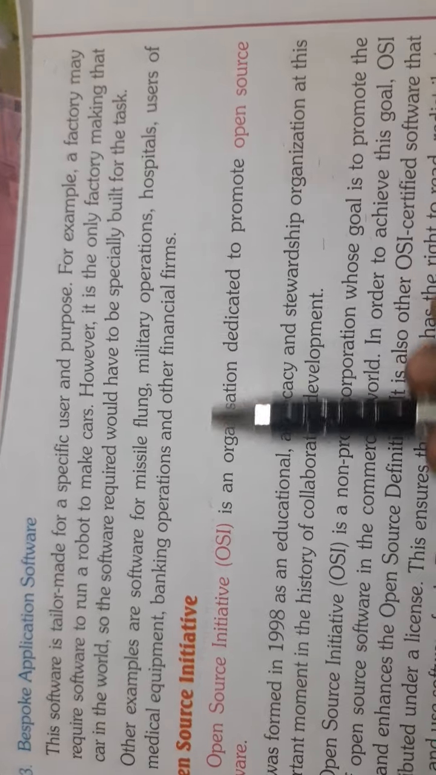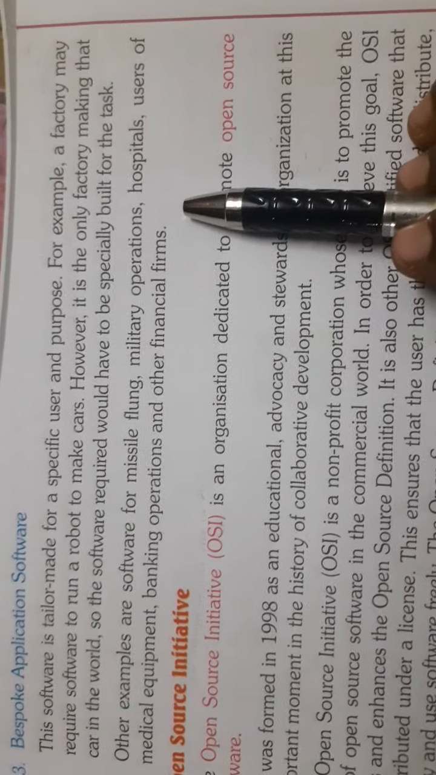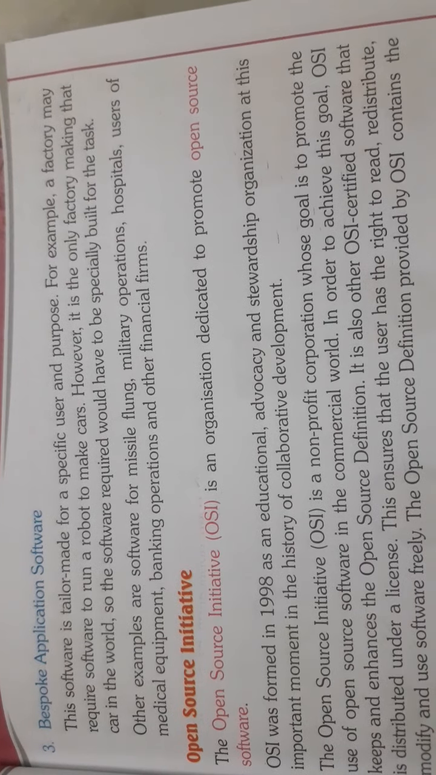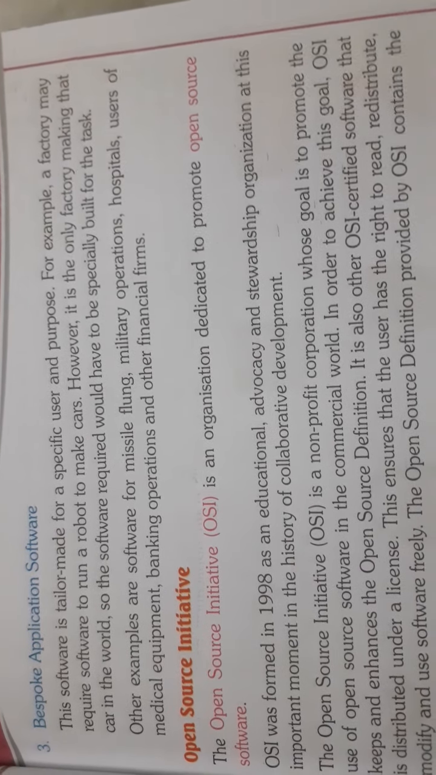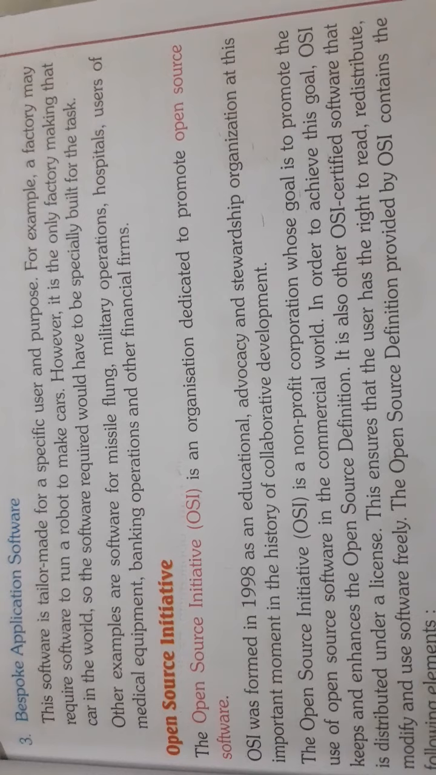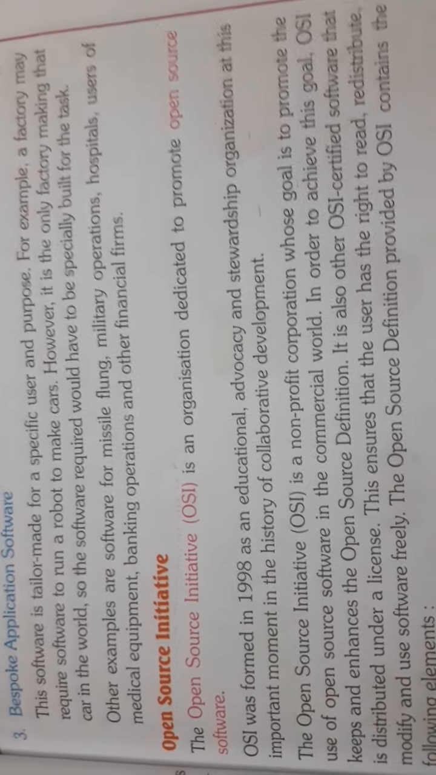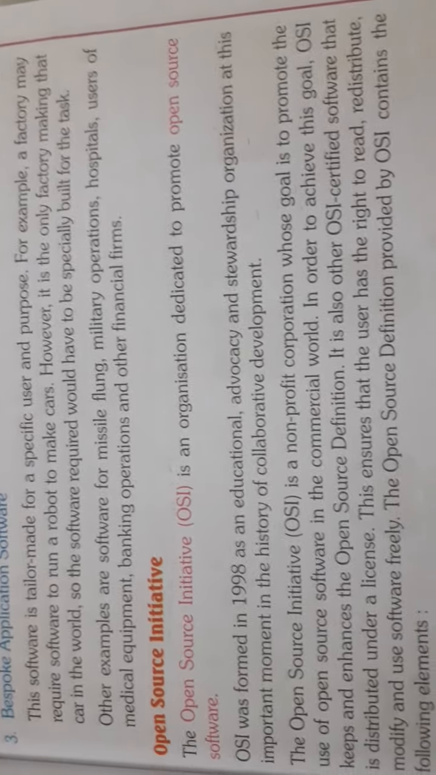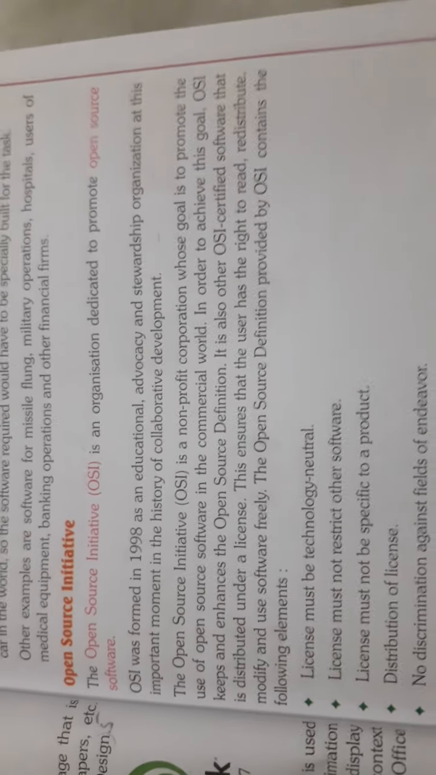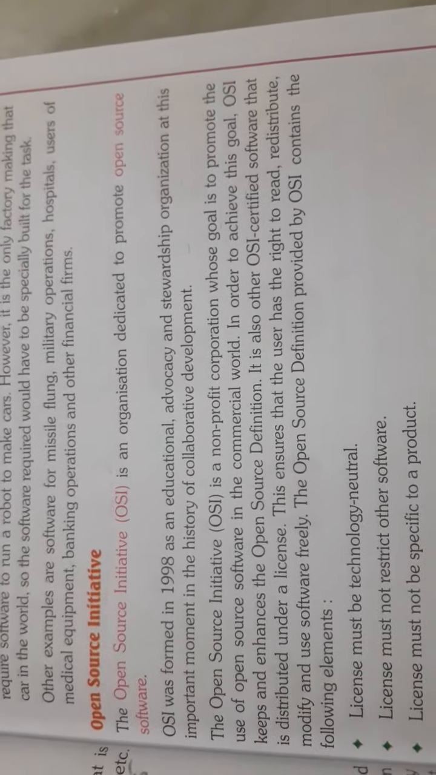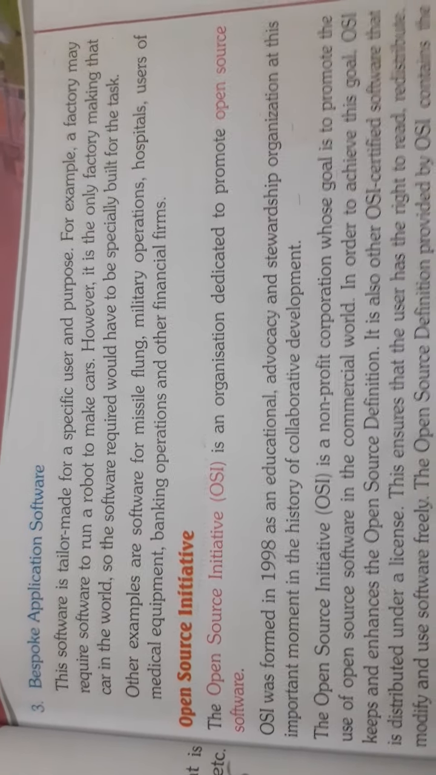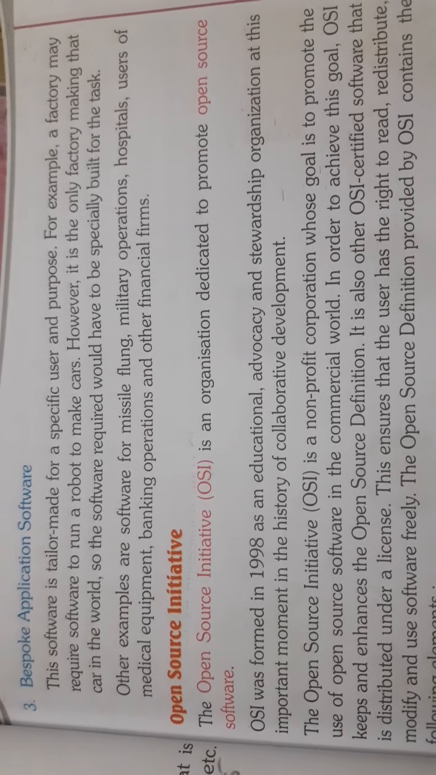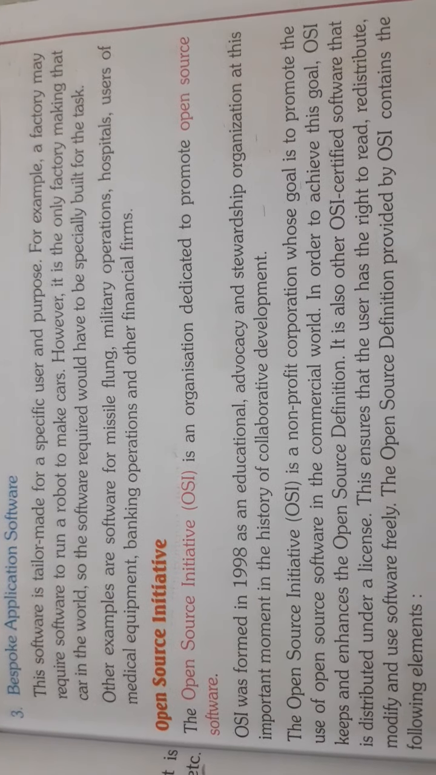Like this type of software, banking operations, financial firms, they create their own softwares to do their organization transactions and their organization related functioning works. So these type of softwares we call bespoke application software. So these are all the three types of application softwares. What are those? General purpose application software, specific purpose application software, and bespoke application software.